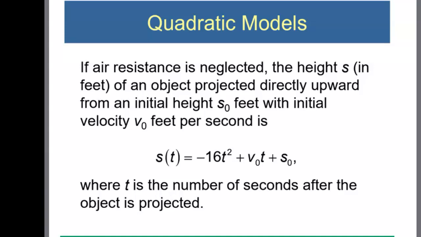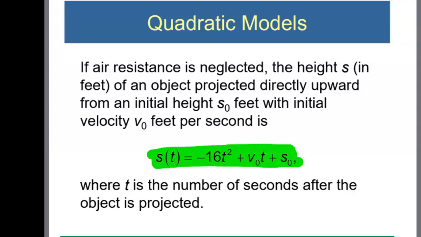And so finally, the last thing we're going to talk about are quadratic models. Here, if air resistance is neglected, the height s in feet of an object projected directly upward from an initial height s sub naught feet, with initial velocity v sub naught feet per second, is given by this general function. This is a quadratic function because we see the 2 in the exponent position of our variable. t is our time, that's our independent variable. s is our height, that's our dependent variable.